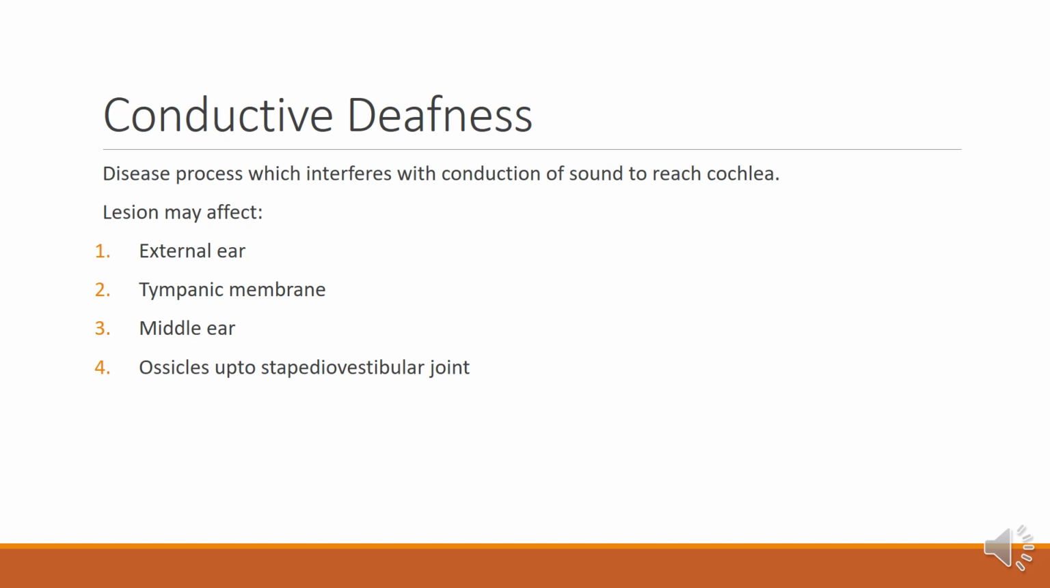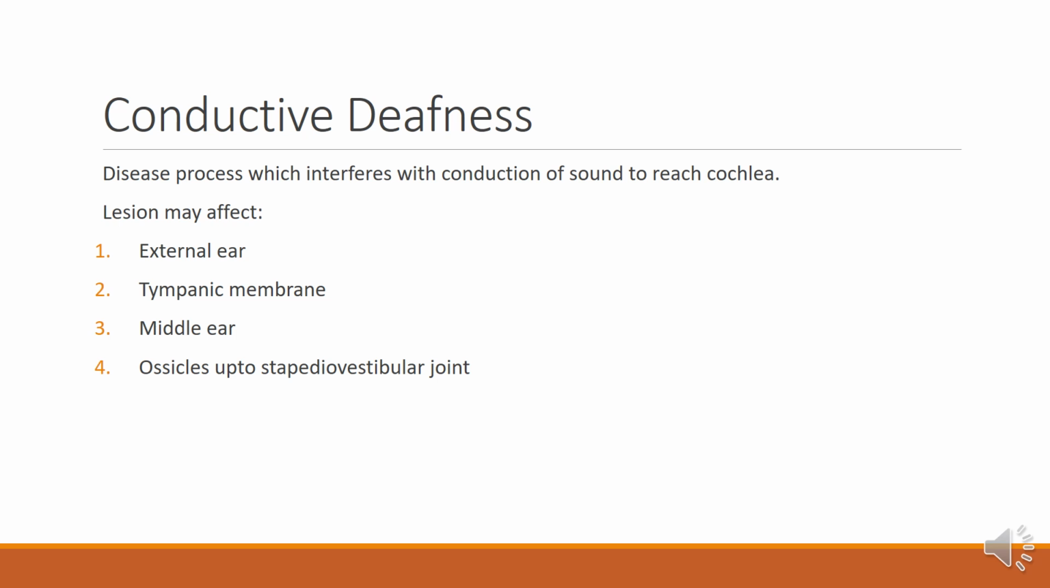Now, conductive deafness: a disease process which interferes with conduction of sound to reach the cochlea. So all those diseases which interfere with conduction can cause conductive deafness. The lesion may affect anywhere in the conduction pathway. As you know, sound waves are collected by the external ear, and from the pinna, sound is transferred to the external auditory canal and the tympanic membrane. Via the ossicular chain, it is transferred to the inner ear.